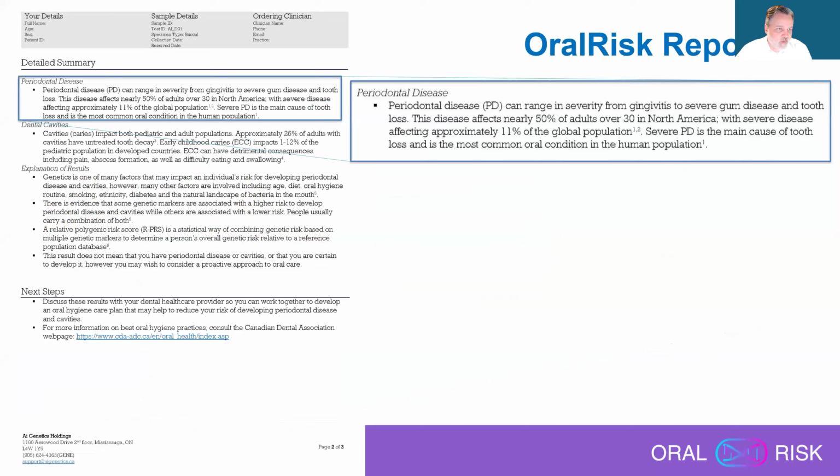On the second page of the report, we give a little bit more information about what periodontal disease really is. So when they're reading the report, they can reference what it is and how often it happens, a little bit of information that might help them understand the report a bit better. It also includes next steps at the bottom, explaining that this is to help them develop a conversation with their care plan and help understand and influence how they're going to be managing their profile.